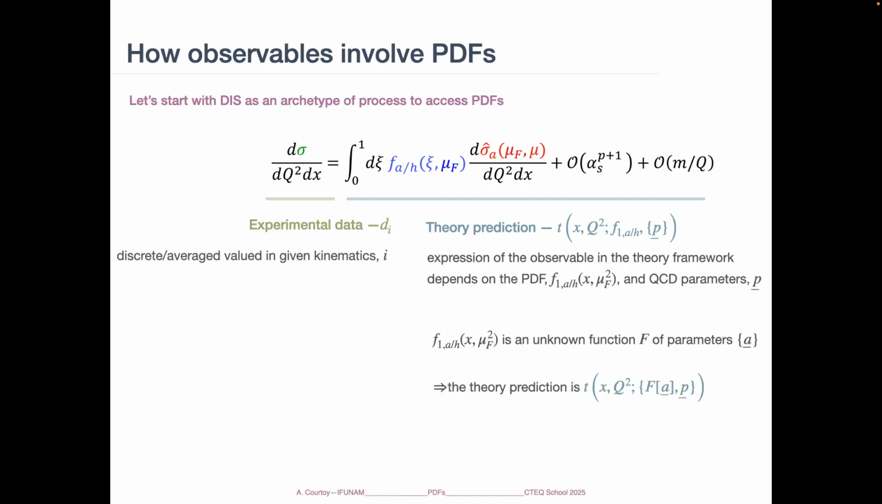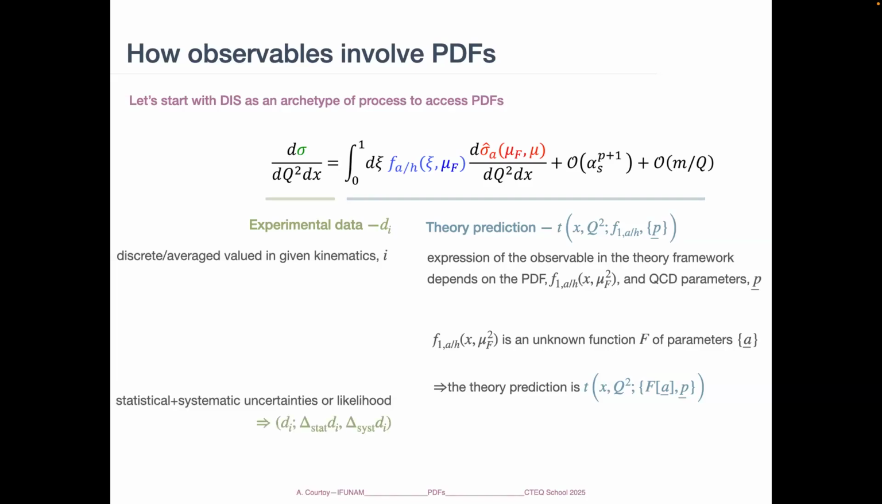Okay. The point is that the PDF is an unknown function, capital F, I called it, that depends on some parameters A. That's a vector of parameters. So the theory prediction can be written as depending on x, Q squared, and there will be other kinematics as well, like y, and a set of functions that depend on parameters, and the parameters of the standard model that we use. Those functions are unknown. We select them, we choose them. And so that's that.